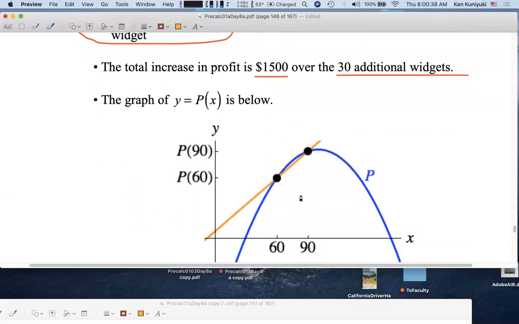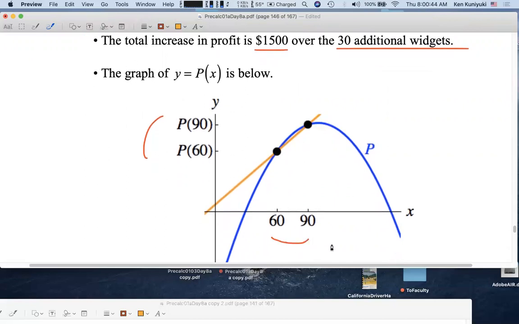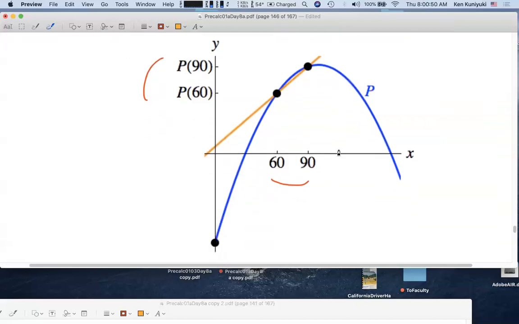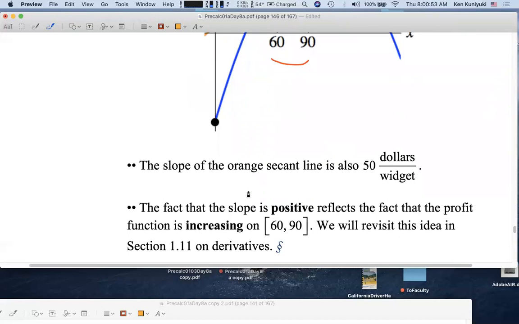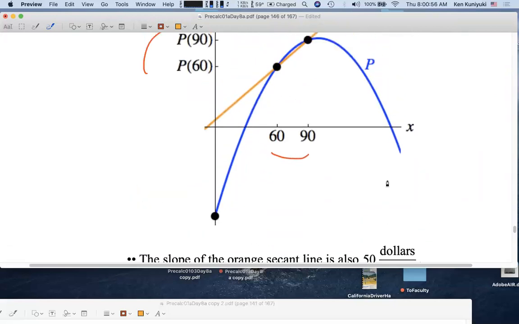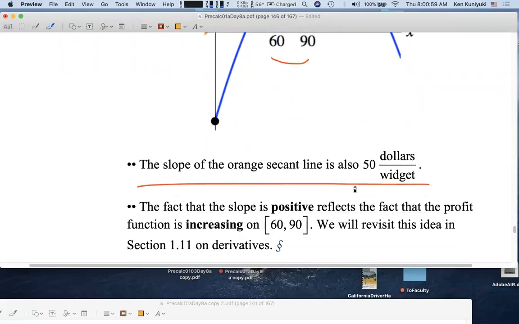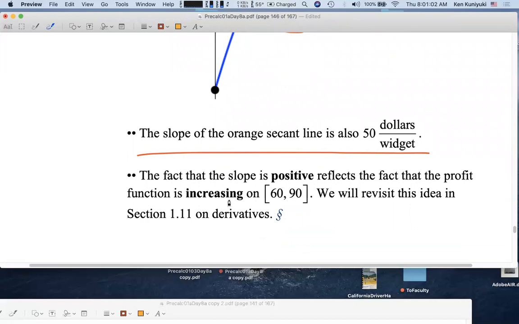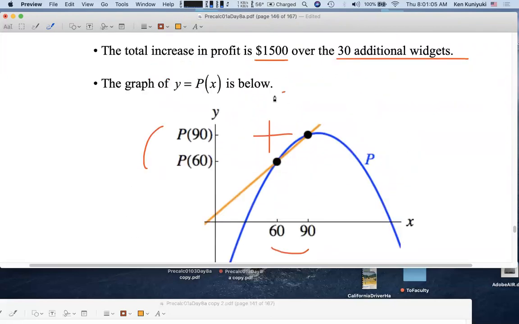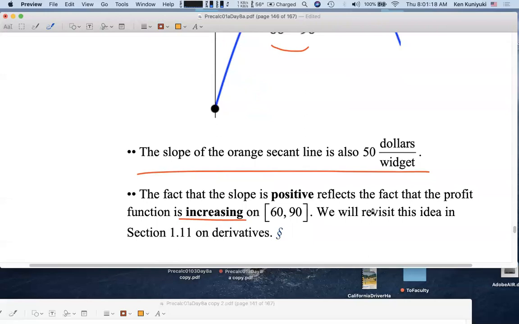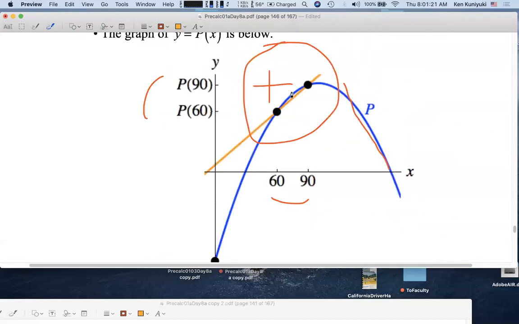Again, the difference quotient gives the slope of this orange secant line. Rise, the total change in profit, over run, the increase in the production level. $1,500 over 30 widgets, $50 per widget. That's the slope of this orange secant line. The fact that the slope is positive, it's an upward sloping line, reflects the fact that the profit function is increasing in that vicinity. Over here, the average rate of change of profit would be negative. And up here, it'd be more of a wash.